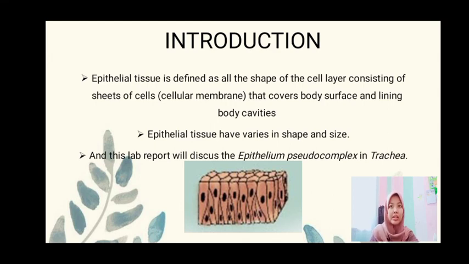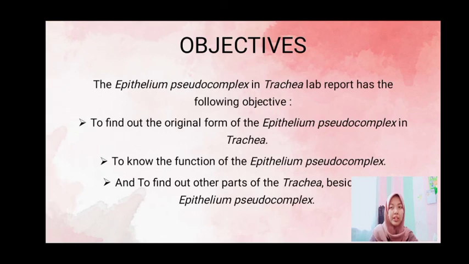Next are the objectives of the lab report. The pseudostratified epithelium in trachea lab report has the following objectives. First is to find out the original form of the pseudostratified epithelium in the trachea. Second, to know the function of the pseudostratified epithelium. And third is to find out other parts of the trachea besides the pseudostratified epithelium.